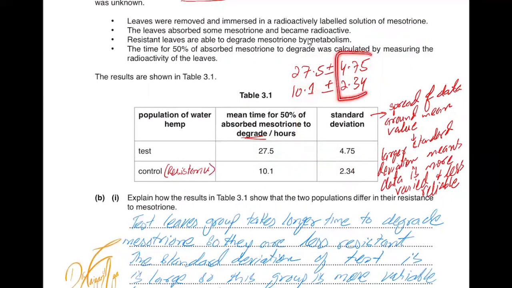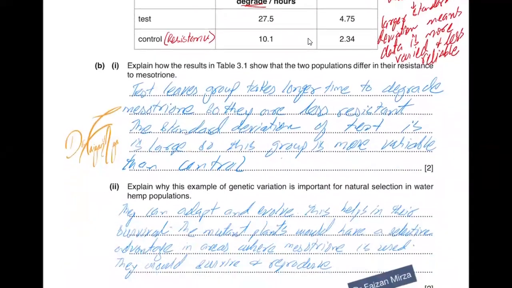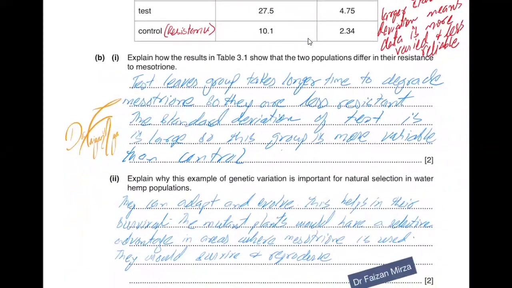So if you compare the two standard deviation values, this one shows a less varied population, because the standard deviation value is smaller. Here the standard deviation value is larger, so that obviously means that this is more varied data, or the data is less reliable. Next, they're asking you to explain how the results in table 3.1 show the two populations differ in the resistance to mesotrione.